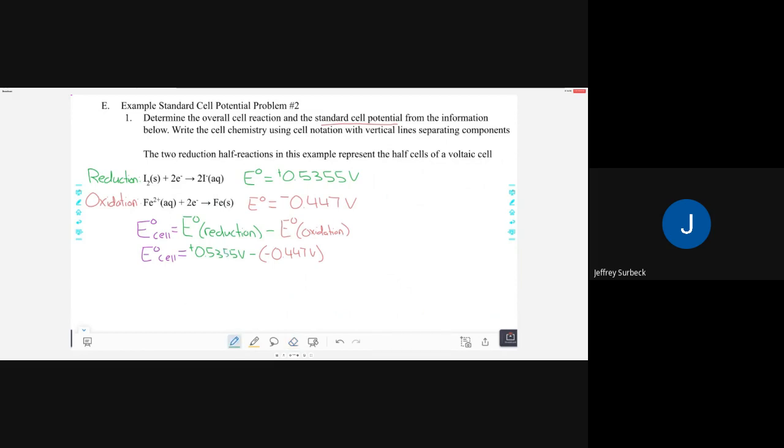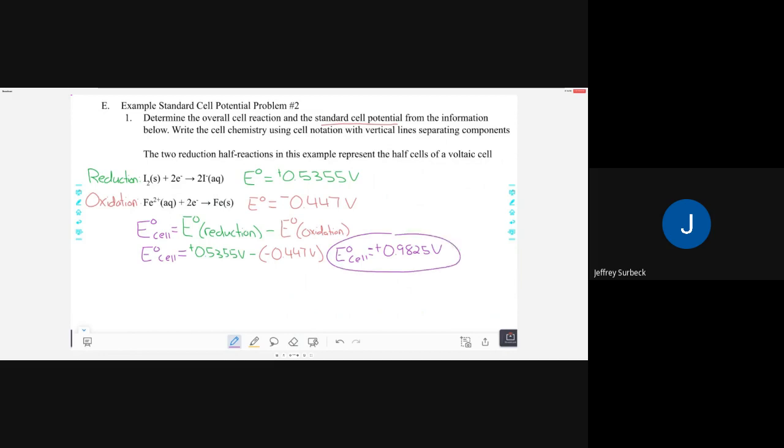I know. All right, so now we go through this. Again, be careful of signs. So we have a positive 0.5355 minus a negative 0.447, and we get a value, our E cell, which I'm just going to write to the right here, of positive 0.9825 volts. Okay.